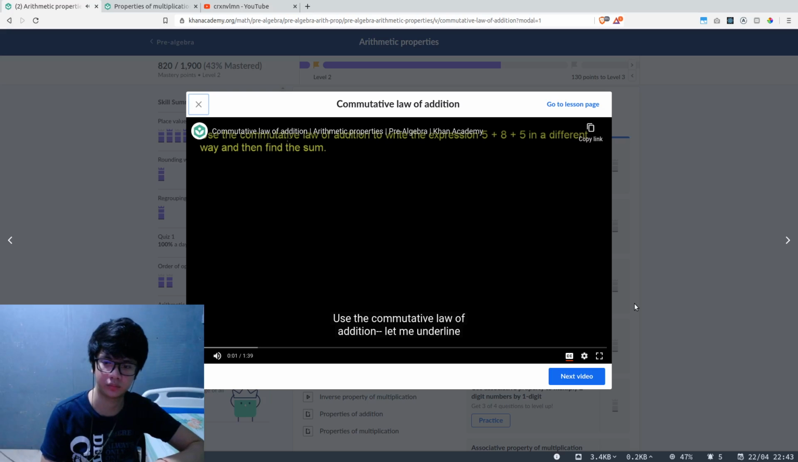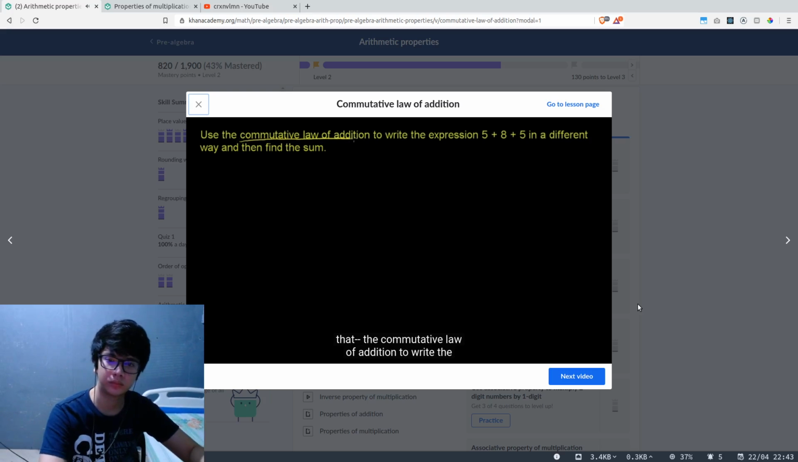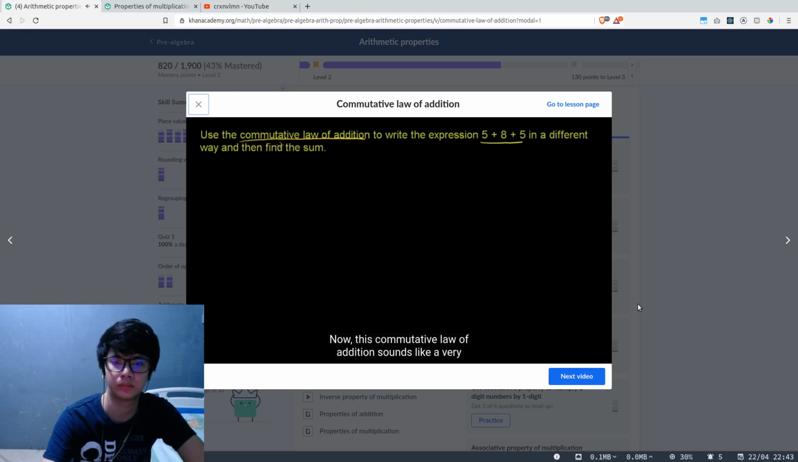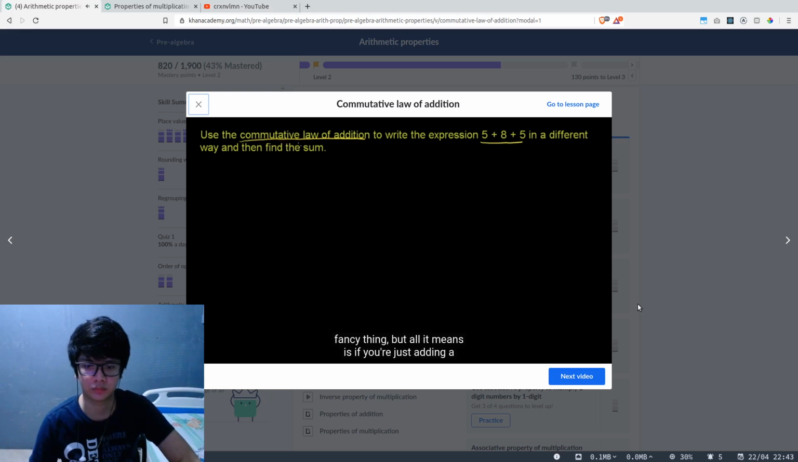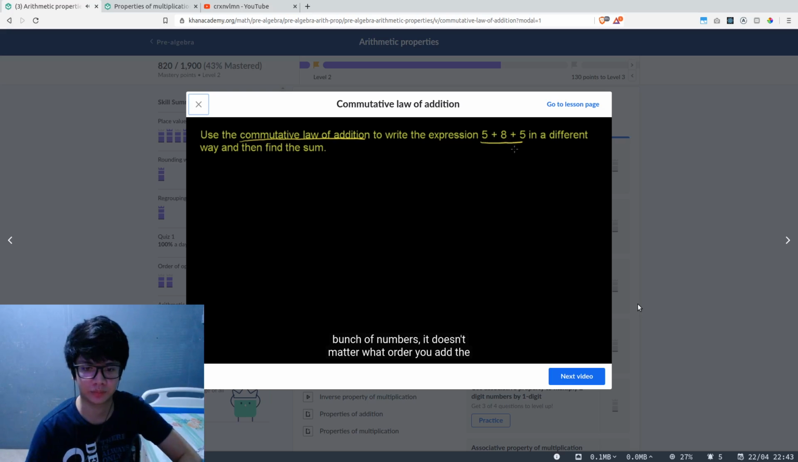Use the commutative law of addition. Let me underline that. The commutative law of addition to write the expression 5 plus 8 plus 5 in a different way and then find the sum. Now, this commutative law of addition sounds like a very fancy thing, but all it means is if you're just adding a bunch of numbers, it doesn't matter what order you add the numbers in.